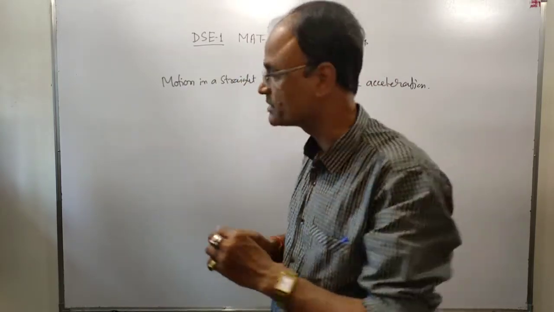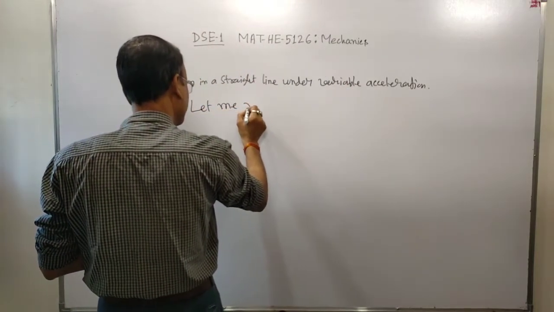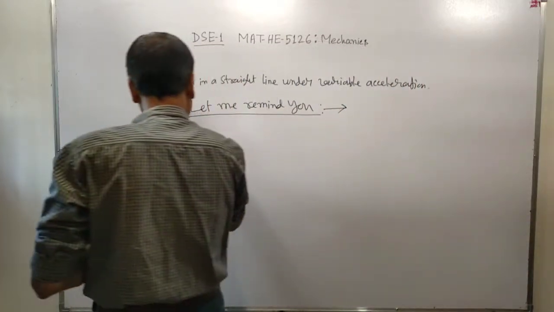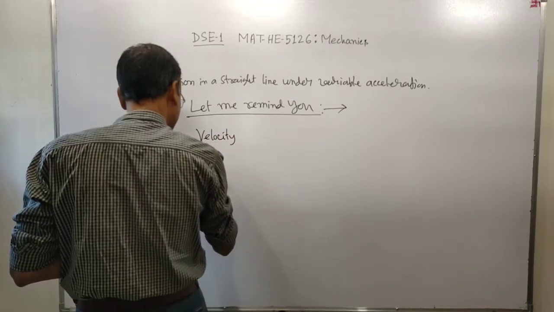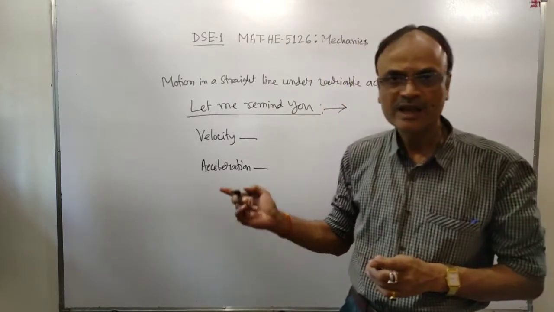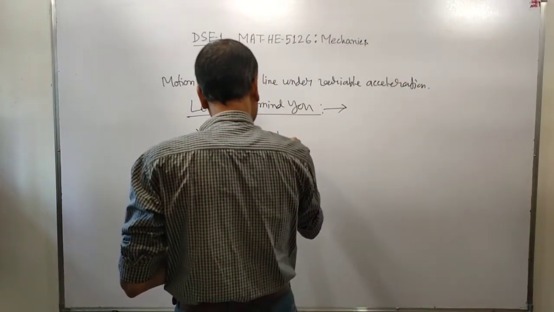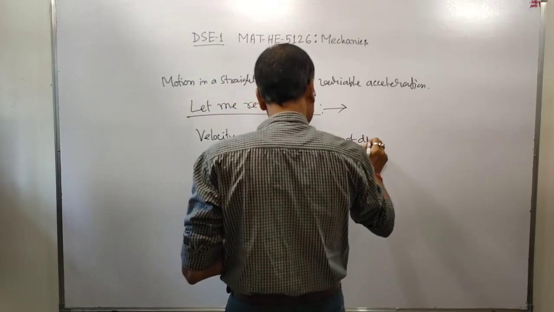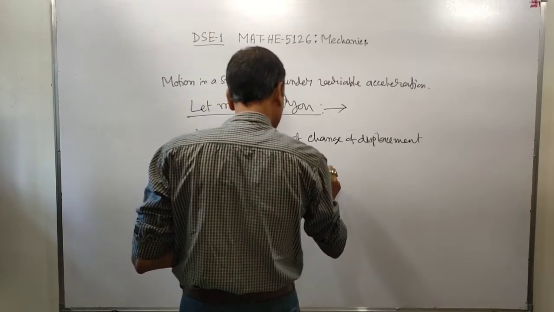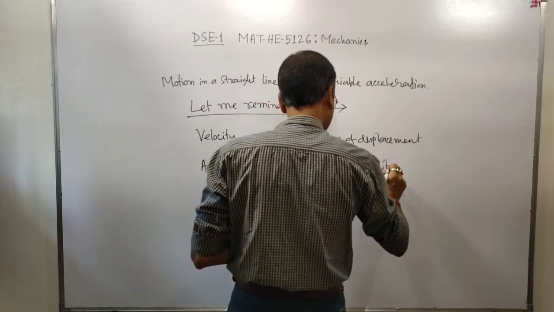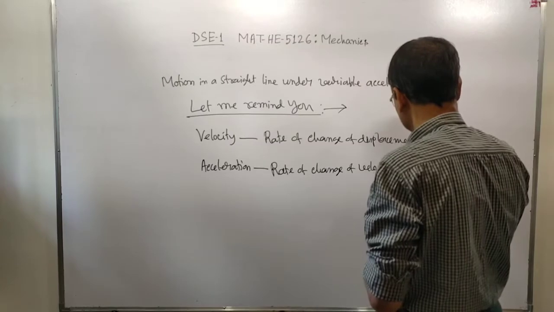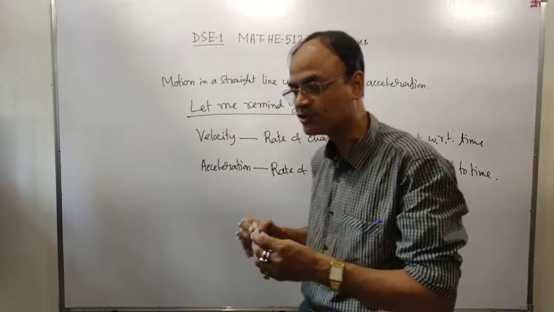First, let me remind you something. You have already known the terms velocity and acceleration. In the lower class level, the rate of change of displacement is called velocity, and the rate of change of velocity with respect to time is called acceleration.